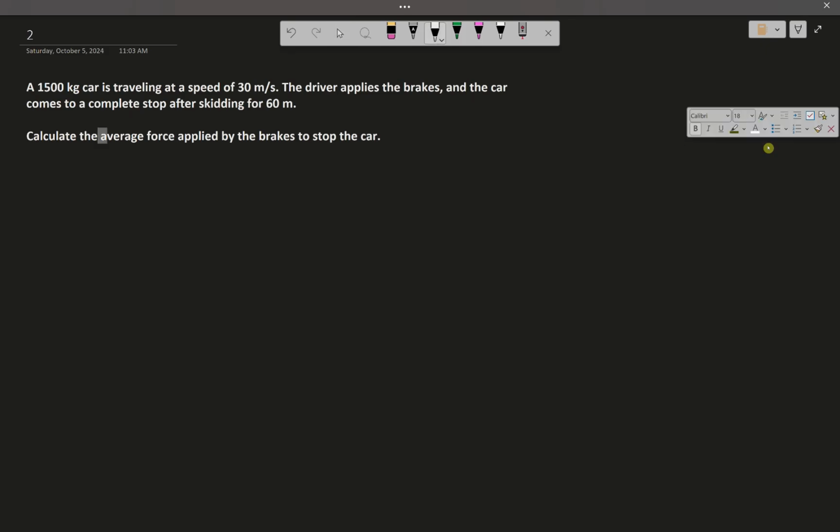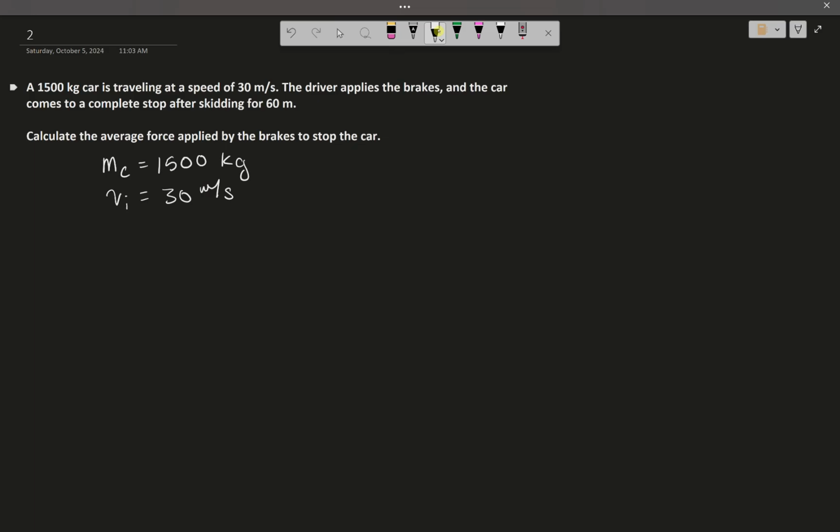So we have the mass of the car is 1,500 kilograms. It has an initial velocity of 30 meters per second. The driver applies the brakes to the car and it comes to a complete stop, meaning that our final velocity is going to be 0. And it skids for 60 meters. So we have some change in position of 60 meters. And we want to find the average force applied by the brakes to stop the car.